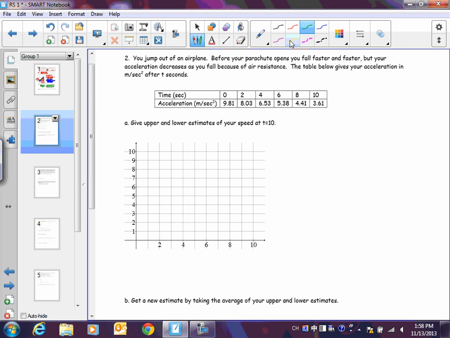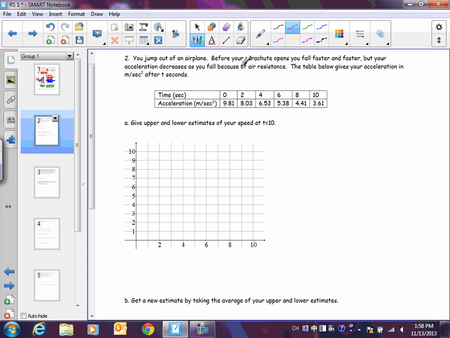All right, so this is the airplane problem. Anybody in here jump out of an airplane before? Yeah. Okay, you're crazy. It's okay. But some people like that kind of thing.